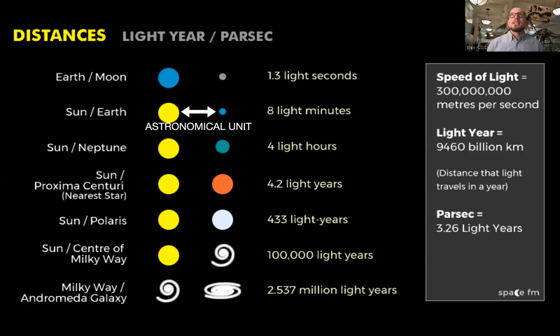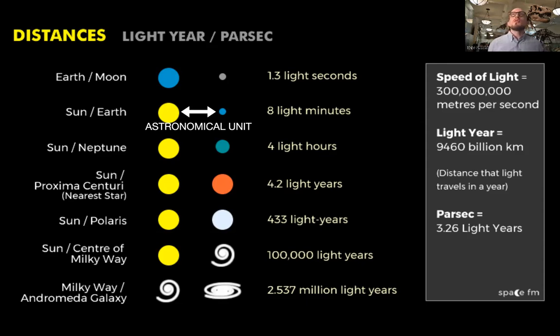That's very fast. But if we think about the next nearest object to us in space, that's the moon, it takes light a little bit more than a second to get to the moon. That's telling you how far away the moon is. That's a pretty dramatic distance. Then we can think about how far away that important star is, the sun. And we find when we measure that in kilometers, it's about 150 million kilometers.